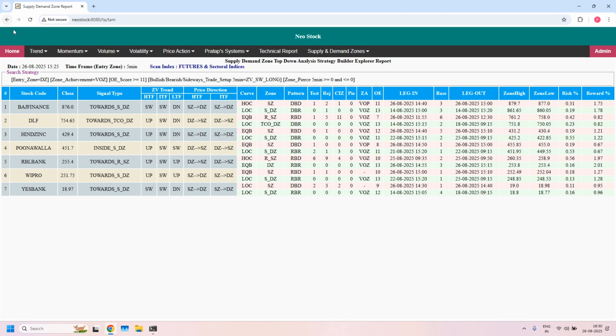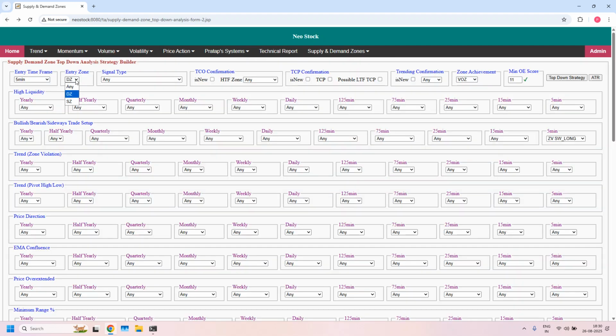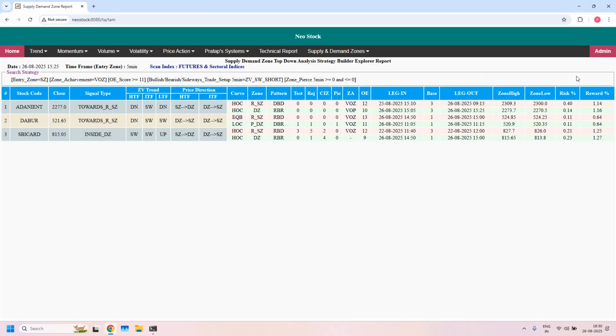Okay, next, sideways short trade setup. Changes are 5 minutes supply zone and here sideways short. Let's filter. We got 3 stocks. Entry time frame zones are 5 minute supply zones.